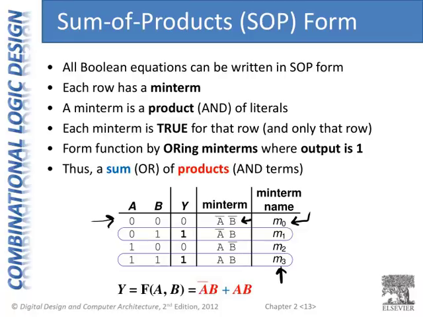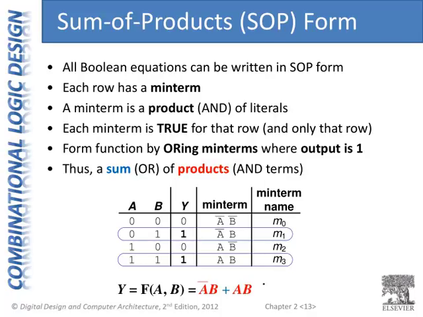So 0, 0 is 0. 0, 1, that input combination for inputs A and B is minterm 1, minterm 2 is 1, 0, and minterm 3 is 1, 1. So we can interpret those inputs as a binary value, 1, 1, minterm 3. So that's one easy way to remember that. A common error here is to call this minterm 1, 2, 3, and 4. That would be wrong.